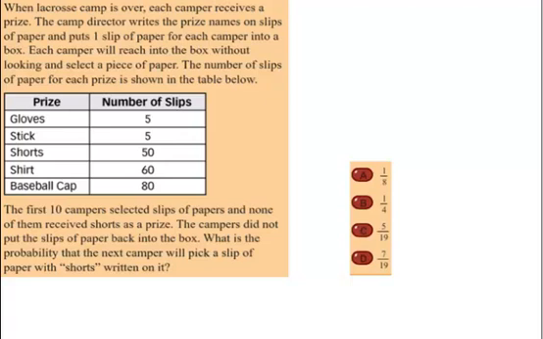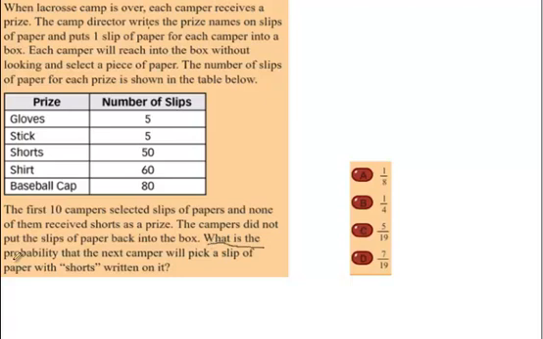So, here we go. It says, when lacrosse camp is over, each camper receives a prize. The camp director writes the name on slips of paper and puts one slip of paper for each camper into a box. Each camper will reach into the box without looking and select a piece of paper. The number of slips of paper for each prize is shown in the table below. Okay, see the table? The first 10 campers selected slips of papers, and none of them received shorts as a prize. The campers did not put the slips of paper back in the box. What is the probability that the next camper will pick a slip of paper with shorts written on it?